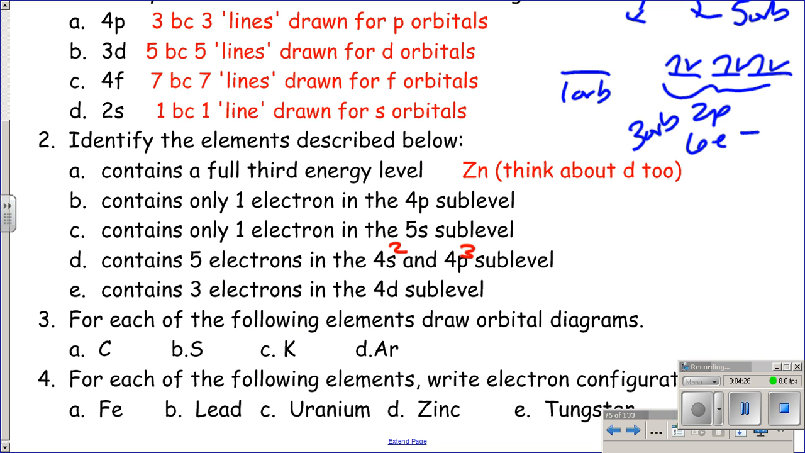C contains 1 electron in the 5s sublevel. So find 5s. So you go 1, 2, 3, 4, 5. There we go. 5s would be rubidium and strontium, but there's only 1 electron in there, so we're talking about rubidium because it's the first one.